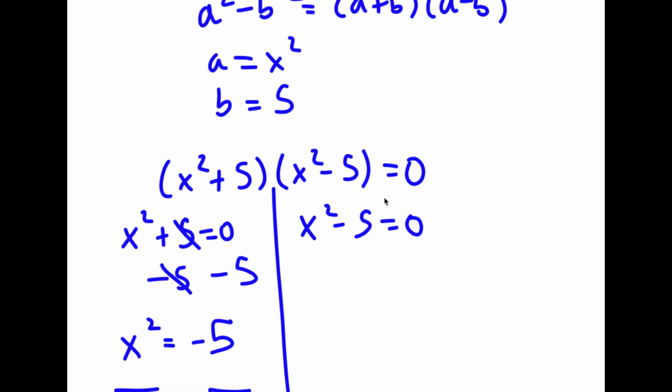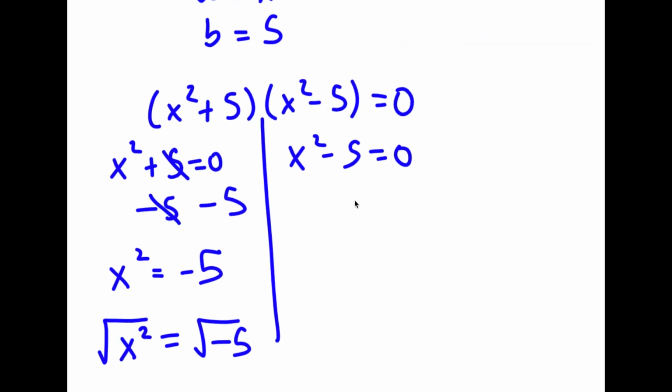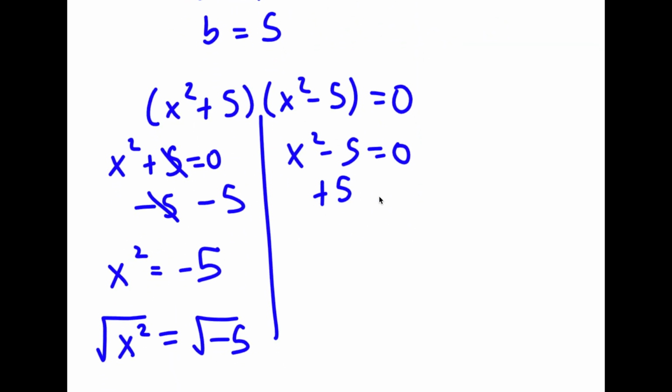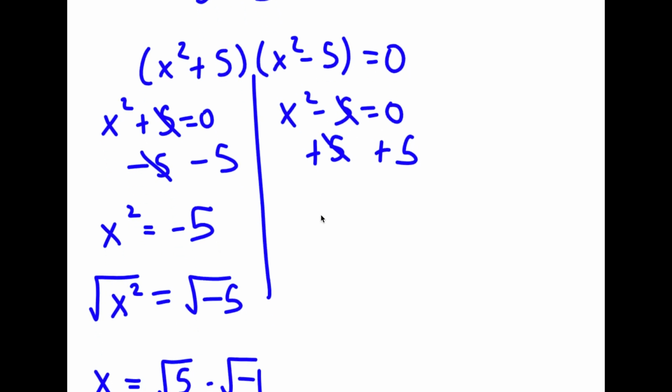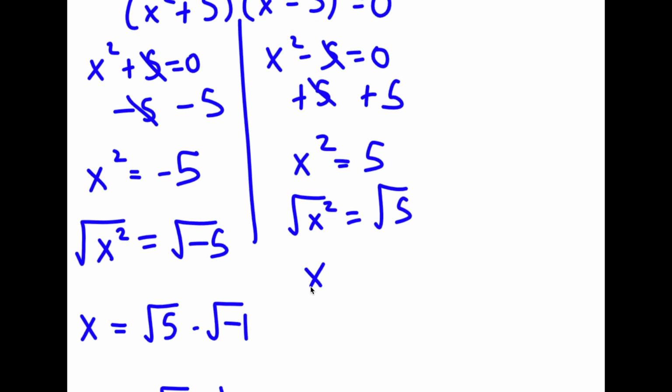Now, we have another equation here, x squared minus 5 equals 0. And to solve this, I'm going to add 5 on both sides. So then these two cancel out, and I have x squared is equal to positive 5. Now to solve this, I'm going to take the square root on both sides. Square root of x squared is x, and I have this positive or negative square root of 5.